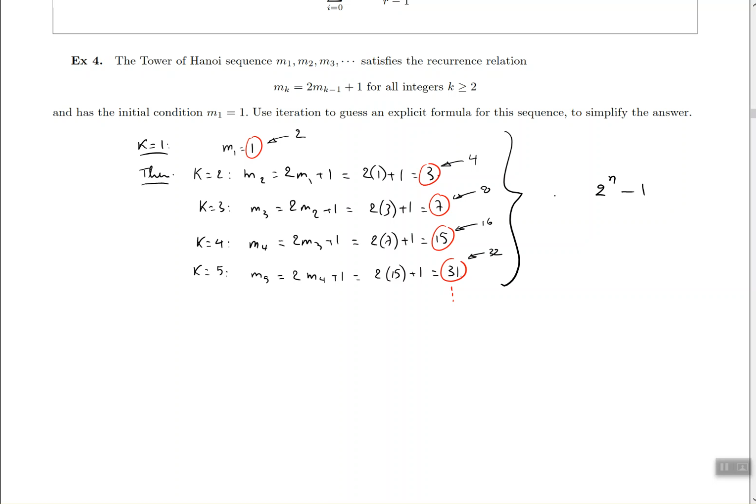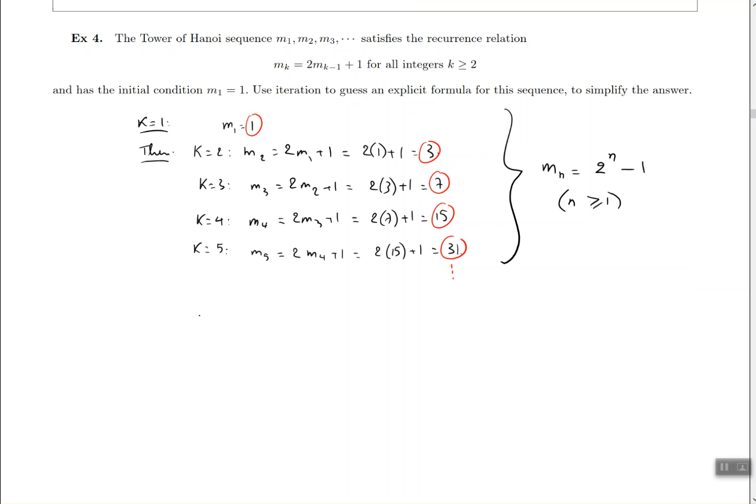So in general, for the nth term, to get it, I'm just going to take a power of 2, and then take away 1 at the end. So let's see, does it work when n is 1, for example? I get 2 to the power of 1 minus 1, which is going to be 1 at the end. So it works. When n is 2, that would give me 2 squared minus 1, which is 4 minus 1, which is 3. So it seems like it's working. So my guess seems to be working for n greater than or equal to 1, basically.